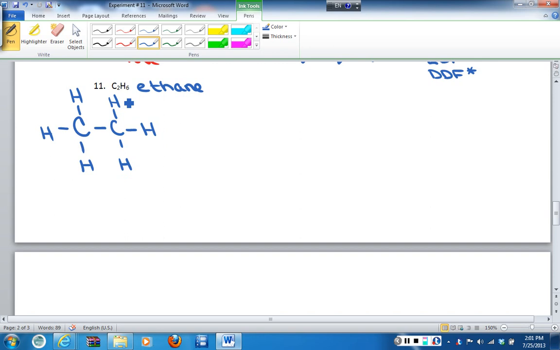Now this particular molecule, even though it has polar bonds, is a non-polar molecule. There's no net dipole moment, which means that the only intermolecular force present within this molecule is London dispersion forces. So ethane, one of the molecules that you're testing for this experiment, you now already know is non-polar, and the only intermolecular force present is London dispersion forces.